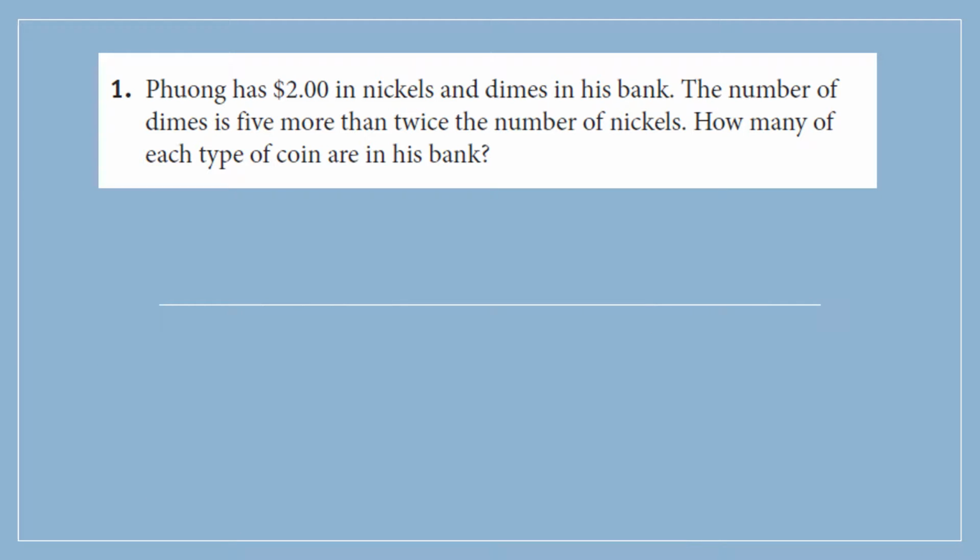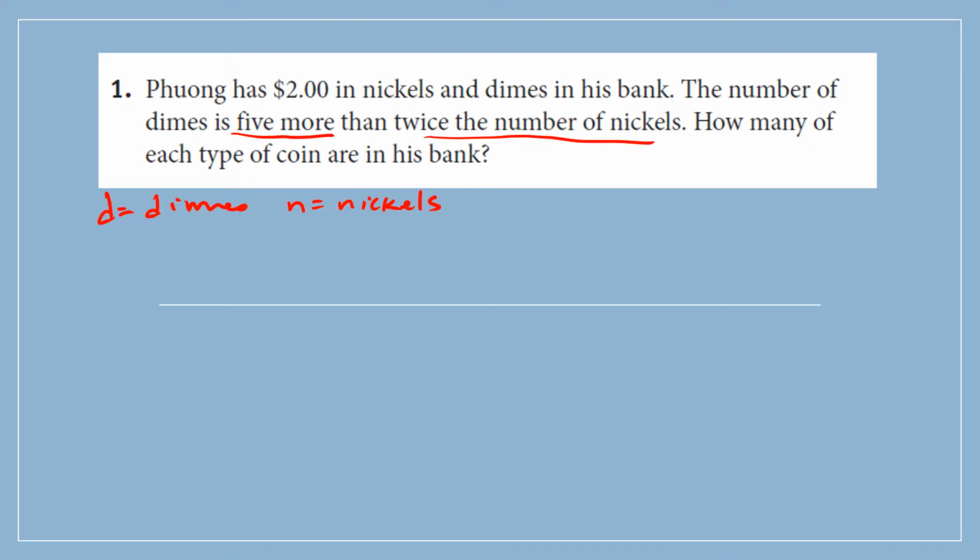So here we've got an application problem we get to try. Fong has $2 in nickels and dimes in his bank. The number of dimes is 5 more than twice the number of nickels. So I'm going to have to add 5 more to twice the nickels. How many of each type of coin are in his bank? So let's let D stand for dimes and N stand for nickels.